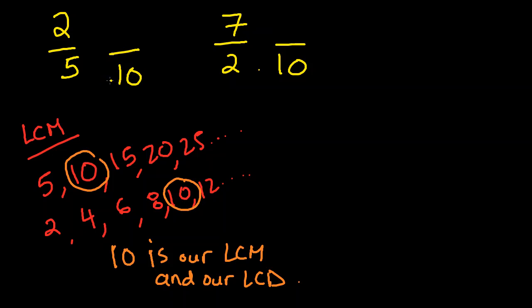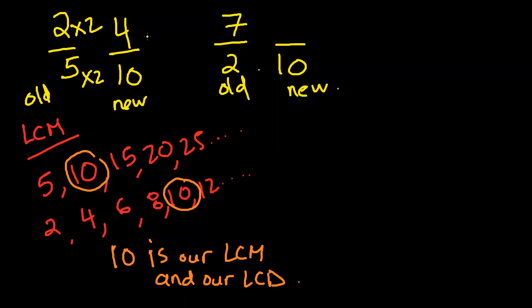What did we do in our previous problem? We figured out how we got from the old fraction to the new fraction. We figured out how we got from 5 to 10. What do we have to multiply 5 by to get 10? We have to multiply by 2, right? Because 5 times 2 is 10. Whatever we multiply the denominator of the old fraction by, we have to do the same thing to the numerator. So we have to multiply the numerator 2 times 2, which gives us 4. So our new fraction, written in terms of our lowest common denominator, is 4 over 10.